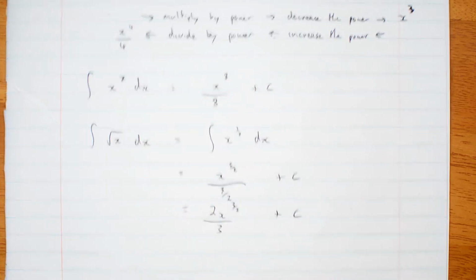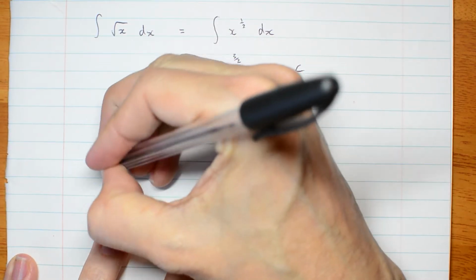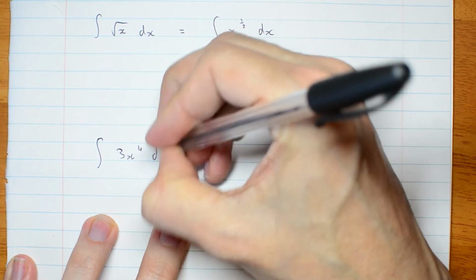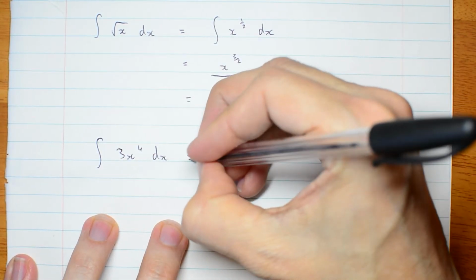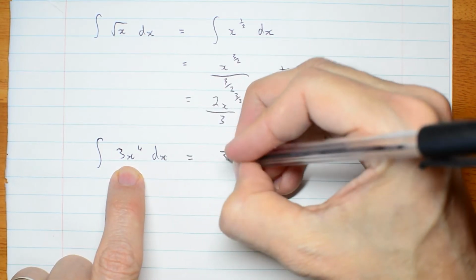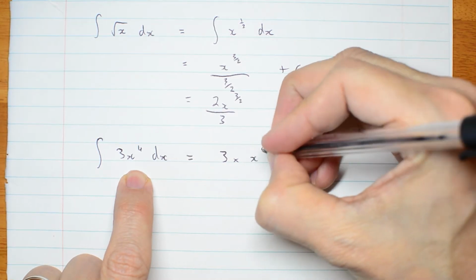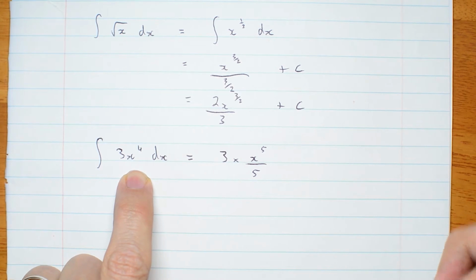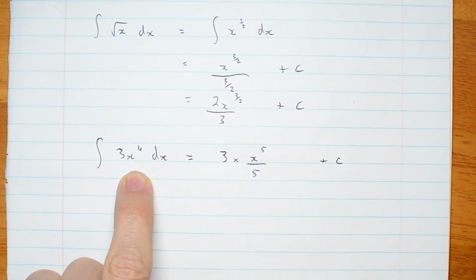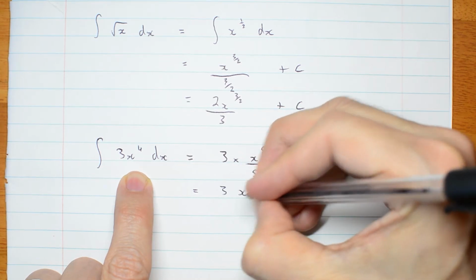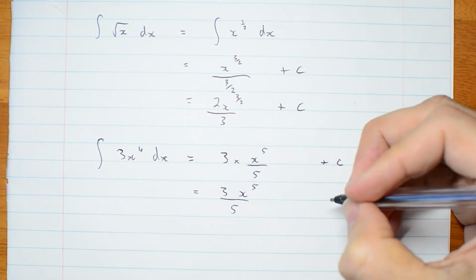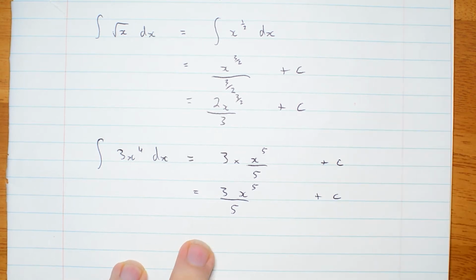Let me make it a little bit harder, but not much. What's the integral of 3x to the 4th? Well, the 3 goes out the front. I've got x to the 4th, integral of x to the 4th is x to the 5th divided by the new power plus a constant. And I would normally write that a little bit differently. 3x to the 5th on 5 plus a constant. Or you might even write 3/5 x to the 5th plus a constant.